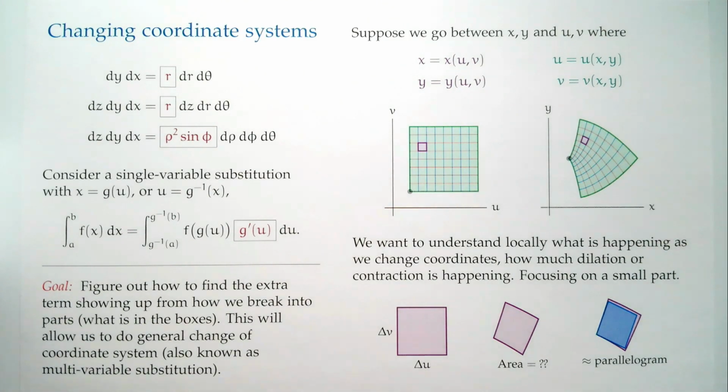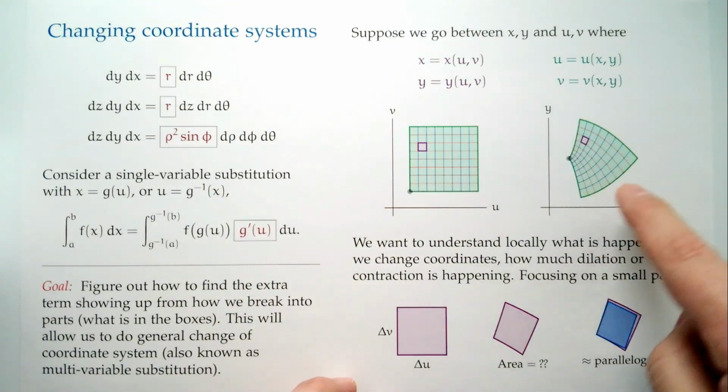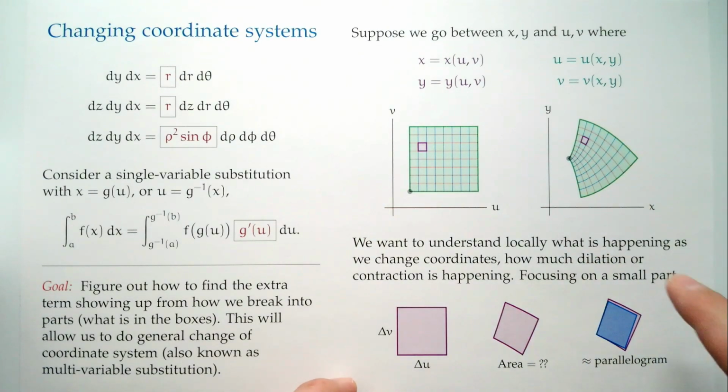We can say, aha, break our new space up into tiny little pieces, and then I know what the area of each little piece is, and we're ready to go. We're ready to do integration. So how do we go about finding the sides of the parallelogram? Well, in essence, you can think about what the picture here is saying.